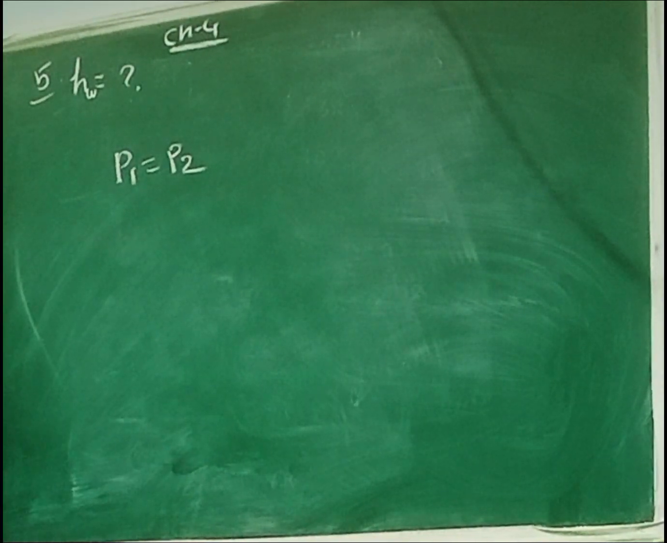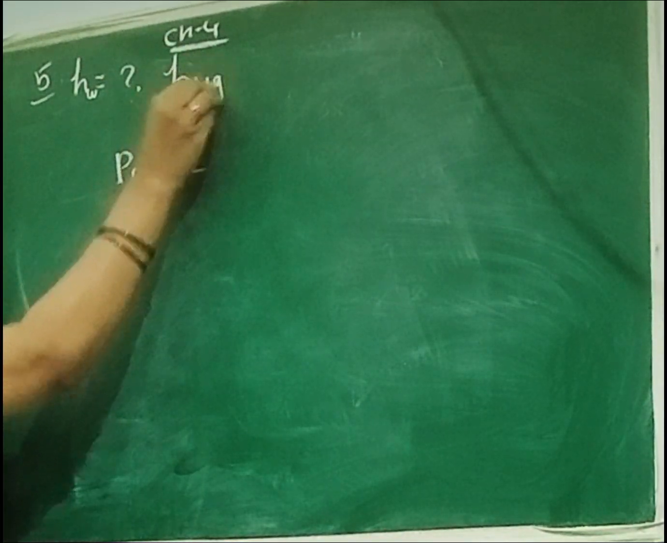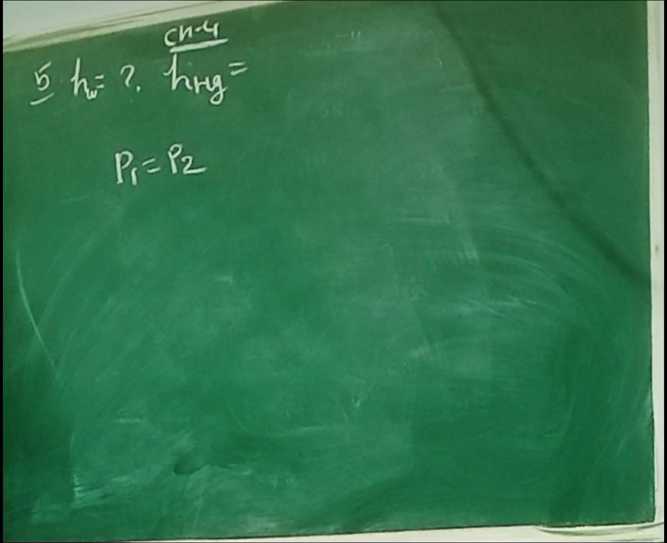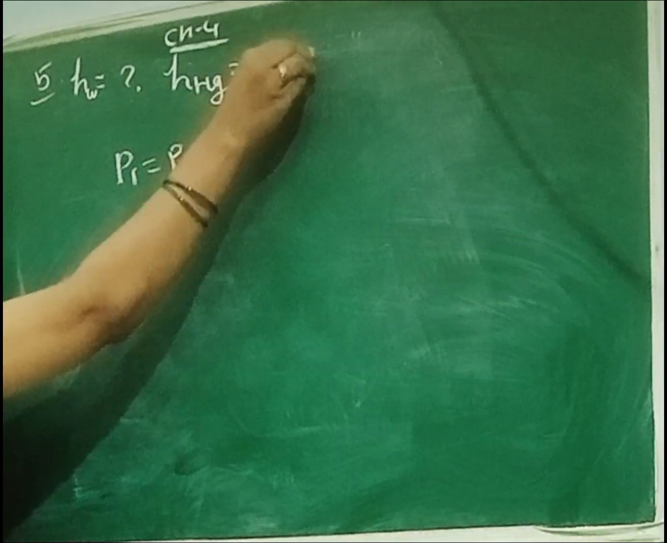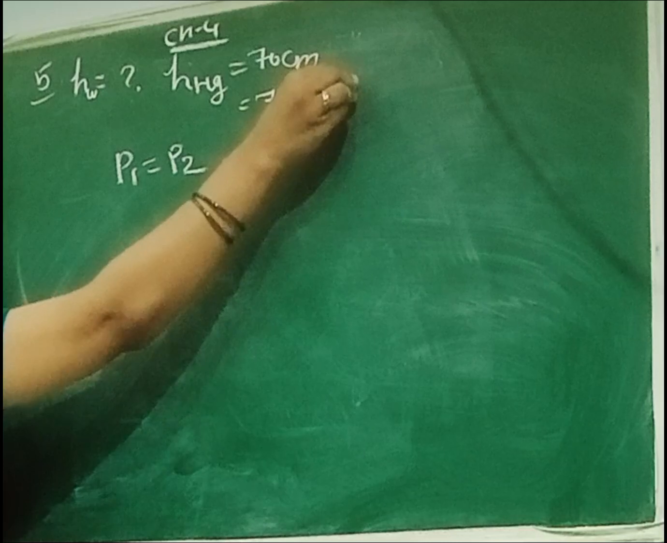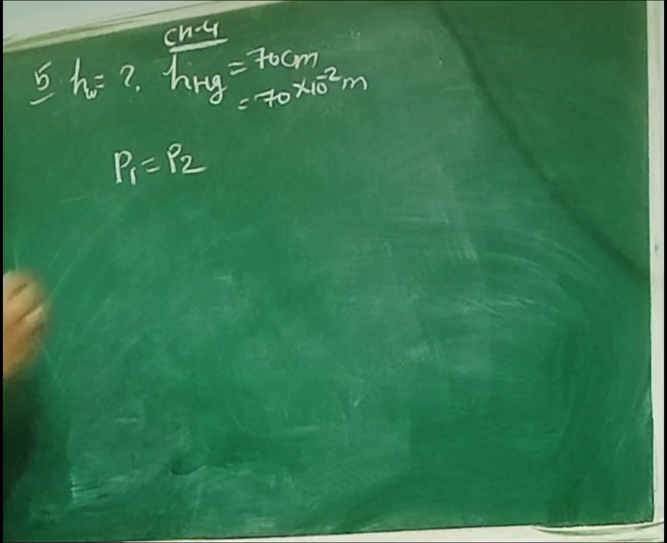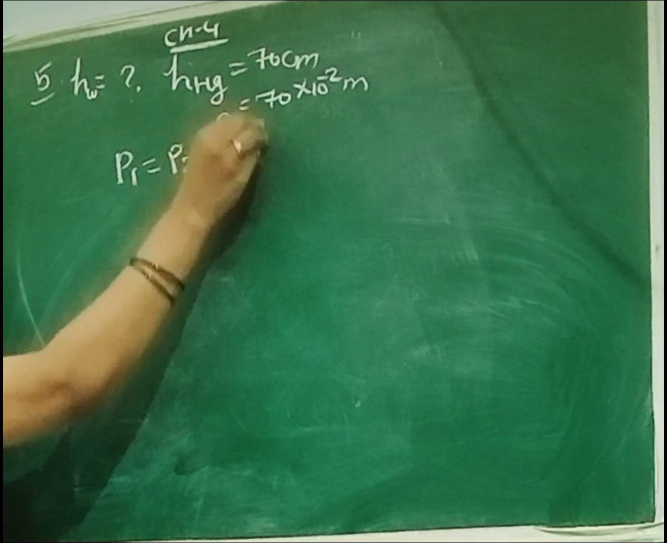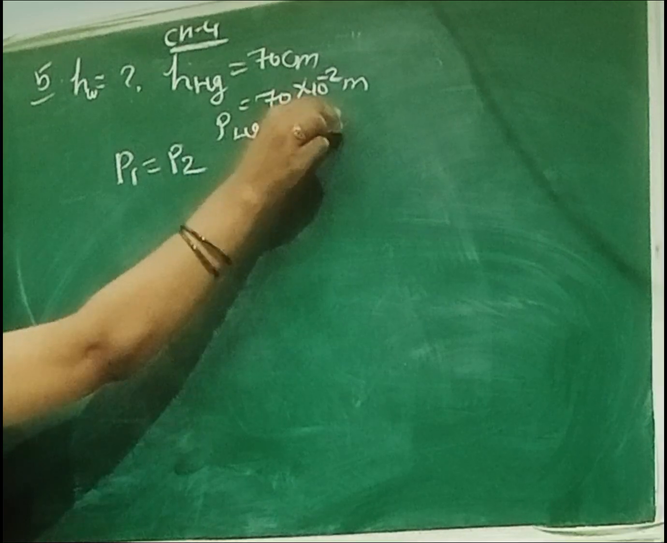Now this is according to Pascal's law that you already learned in this chapter. Okay, so height of water column we need to find out. Height of mercury column is given to us, that is 70 centimeter, or you can write 70 into 10 to the power minus 2 meter. Okay. Now density of mercury is given. The density of mercury is 13.6 gram per centimeter cube.